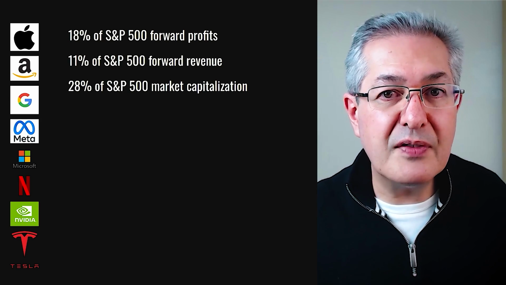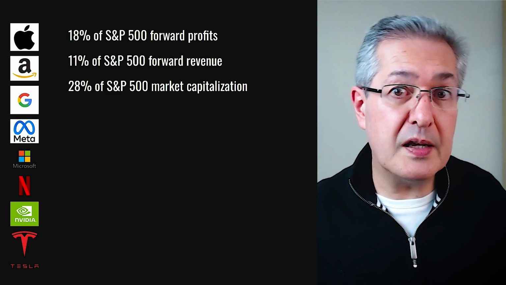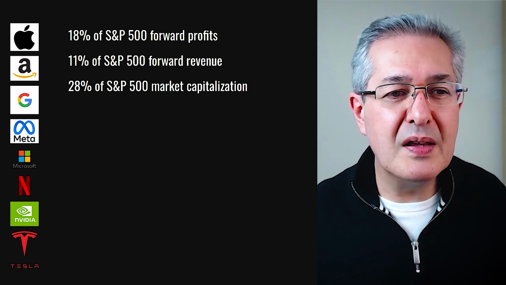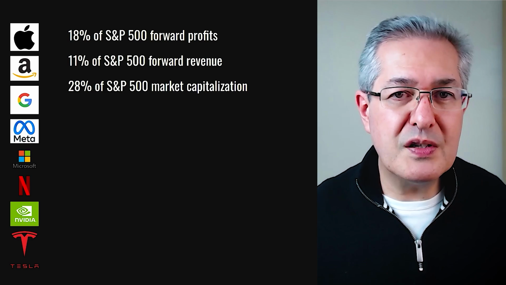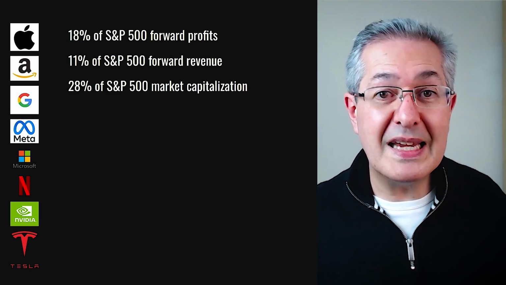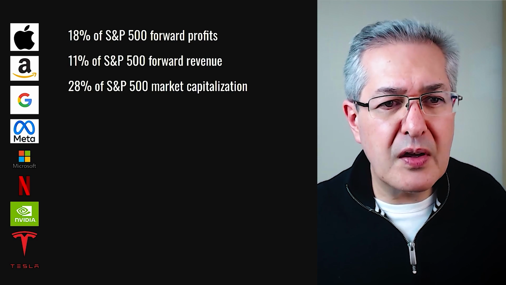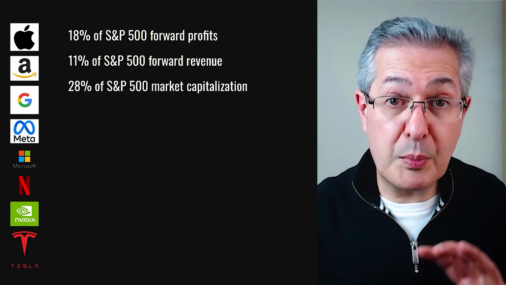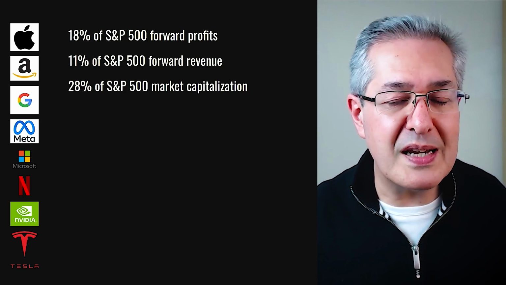So the Magnificent Seven make up about a fifth of the S&P 500 forward profits, looking a year ahead. If we look at the top line, the revenue generated by those companies, they only make up about 11% of S&P 500 forward revenue. Why the difference between the two? Well, these tend to be companies which have very high margins, so they turn revenue into a lot of profit. But what is worrying is that they make up about a third of the S&P 500 by market capitalization. So the size of the companies as a proportion of the index is not in line with the proportion of profits which they generate for the index.